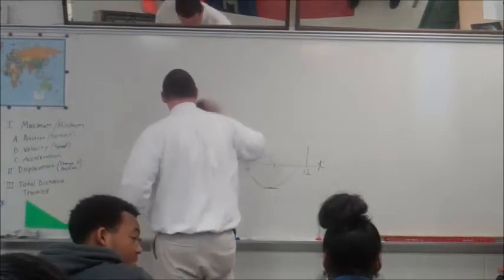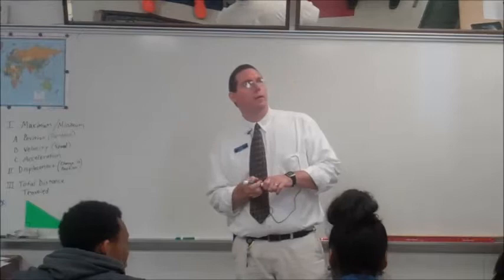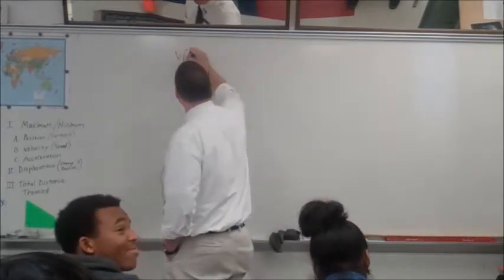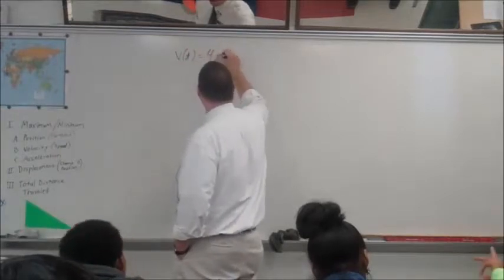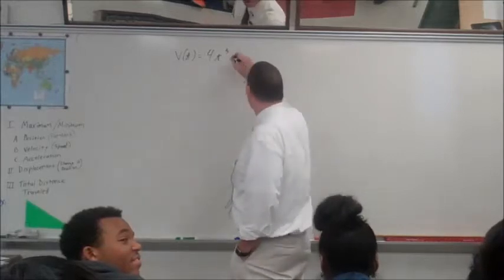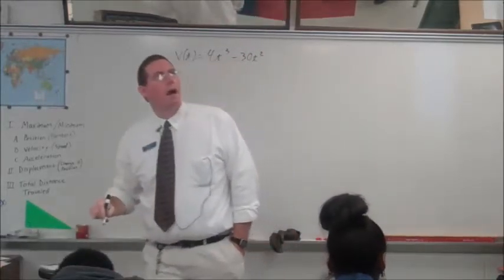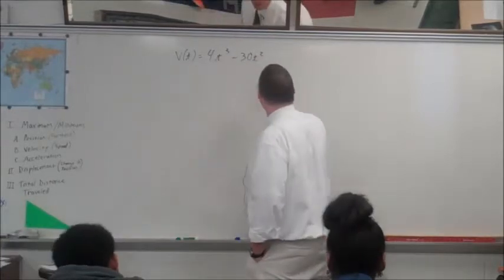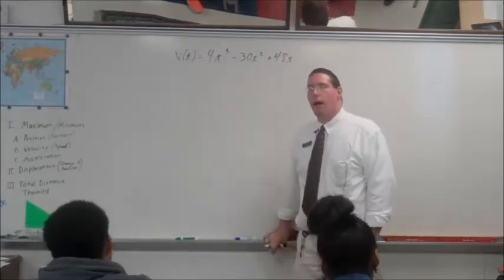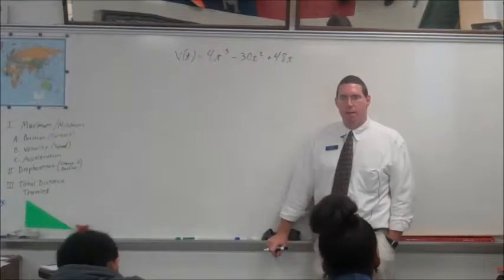Let's go ahead and use that one we just used. We had v of t. V of t is 4t cubed minus 30t squared plus 48t. All right? And let's say someone says, hey, I want to know the maximum velocity and the minimum velocity.